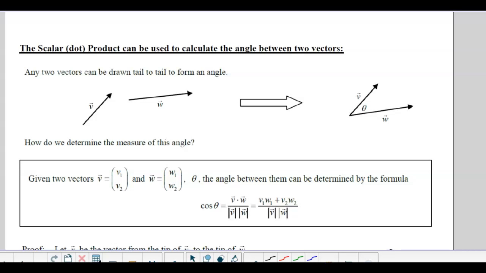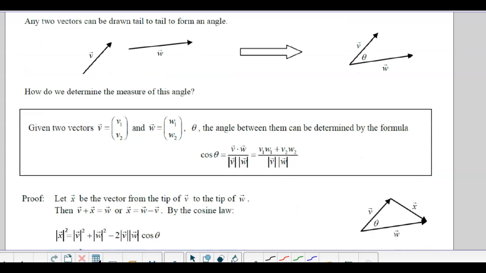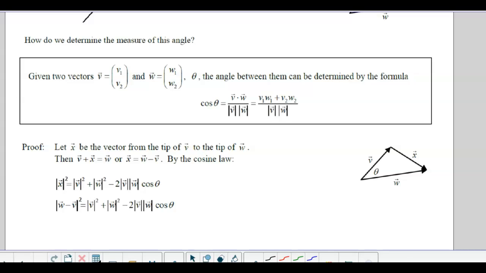So how do we determine the measure? Well, what we just learned is this dot product is equal to the product of the magnitudes times cos theta, so we rearrange it. And remember, the dot product in terms of the components is the x components together plus the y components together. Okay, so that's how we're going to calculate.